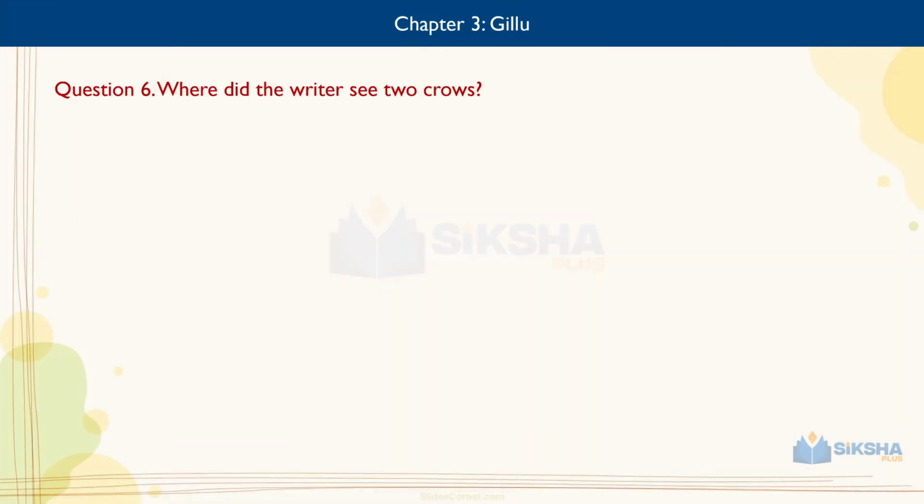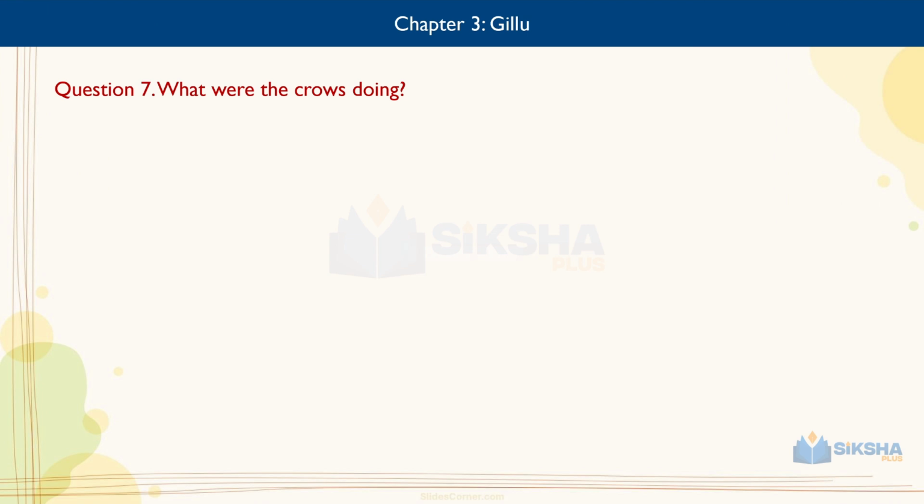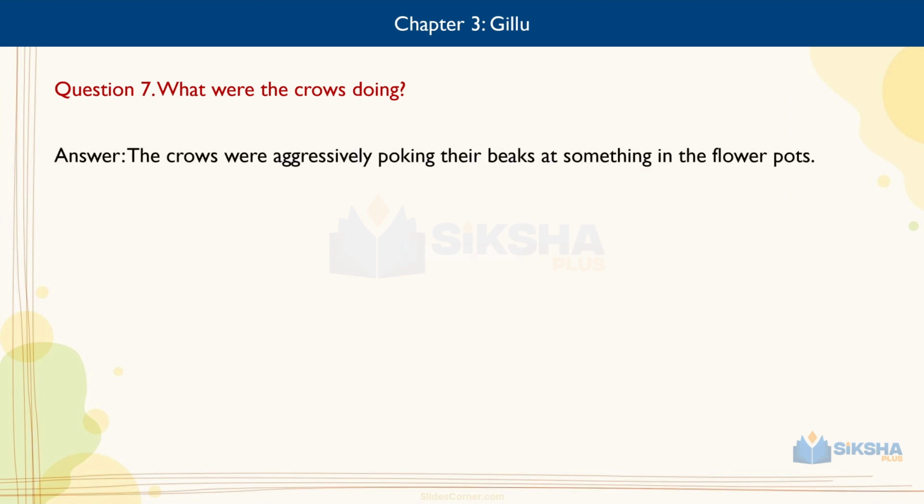Question number 6: Where did the writer see two crows? Answer: The writer saw two crows in the flower pots on her house's veranda. Question number 7: What were the crows doing? Answer: The crows were aggressively poking their beaks at something in the flower pots.